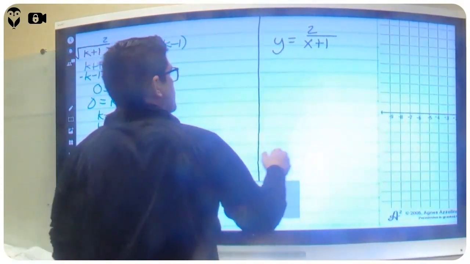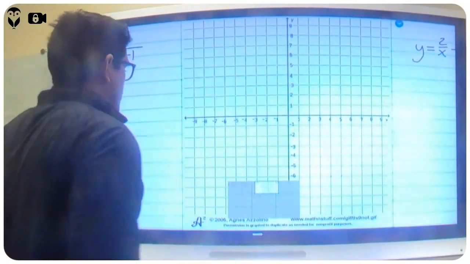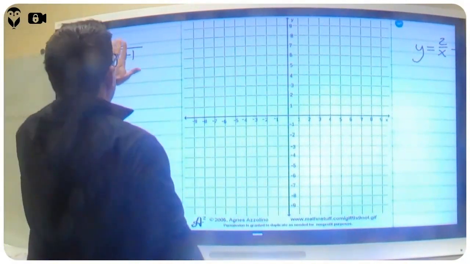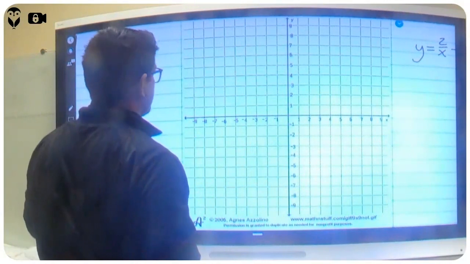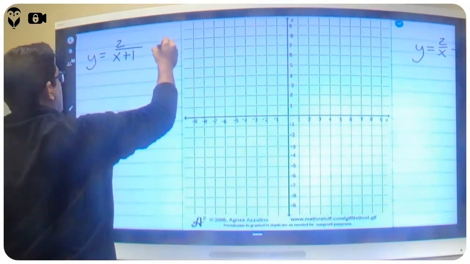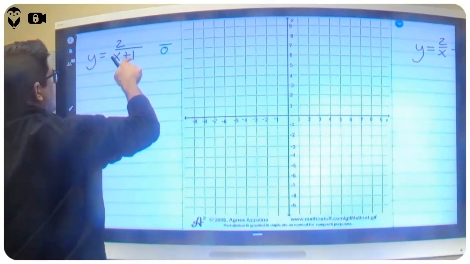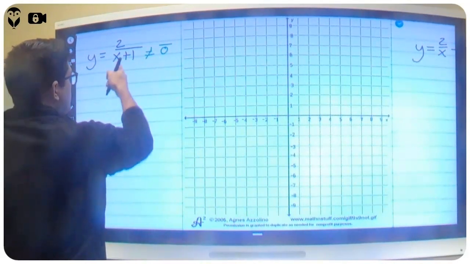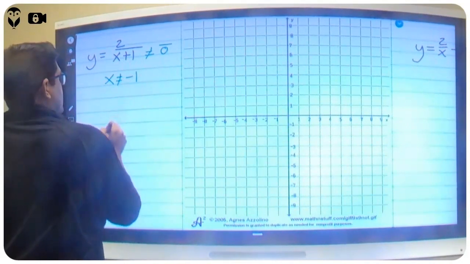All right, we're shifting over. Now we're dealing with graphing rational functions. When you have x in the denominator, there are numbers that are excluded. The denominator cannot be 0. That's not allowed. So x plus 1 cannot equal 0, so x is not allowed to be negative 1.